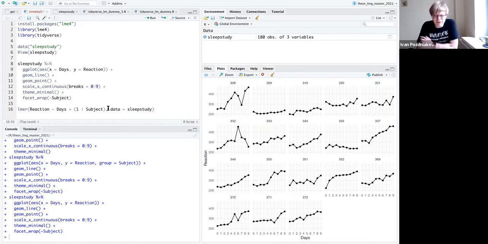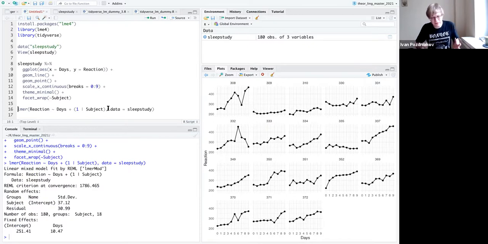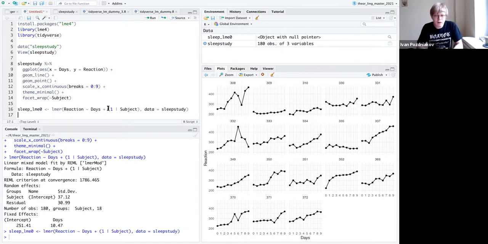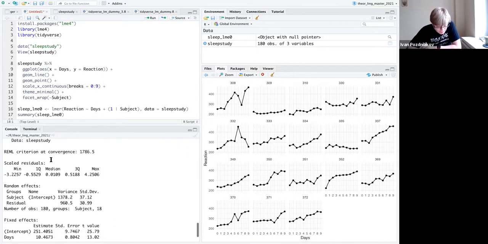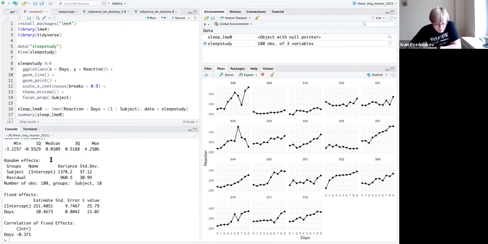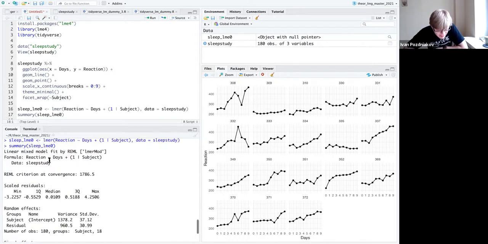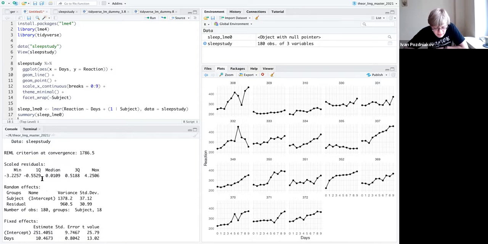So actually most of the things that we used for LM functions will work with the lmer function. For example, we can use predict for prediction of new data. Let's even do it. So let's create this model. Predict. We can use summary. Yeah, in these cases, you can see results that are pretty similar to what you have when you use the LM function.